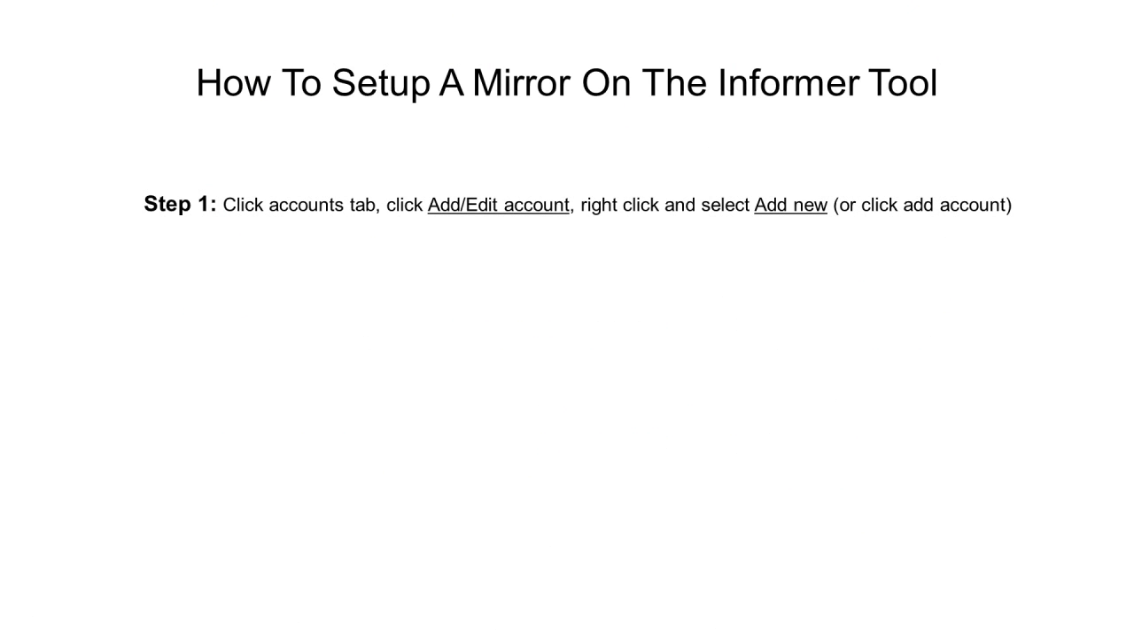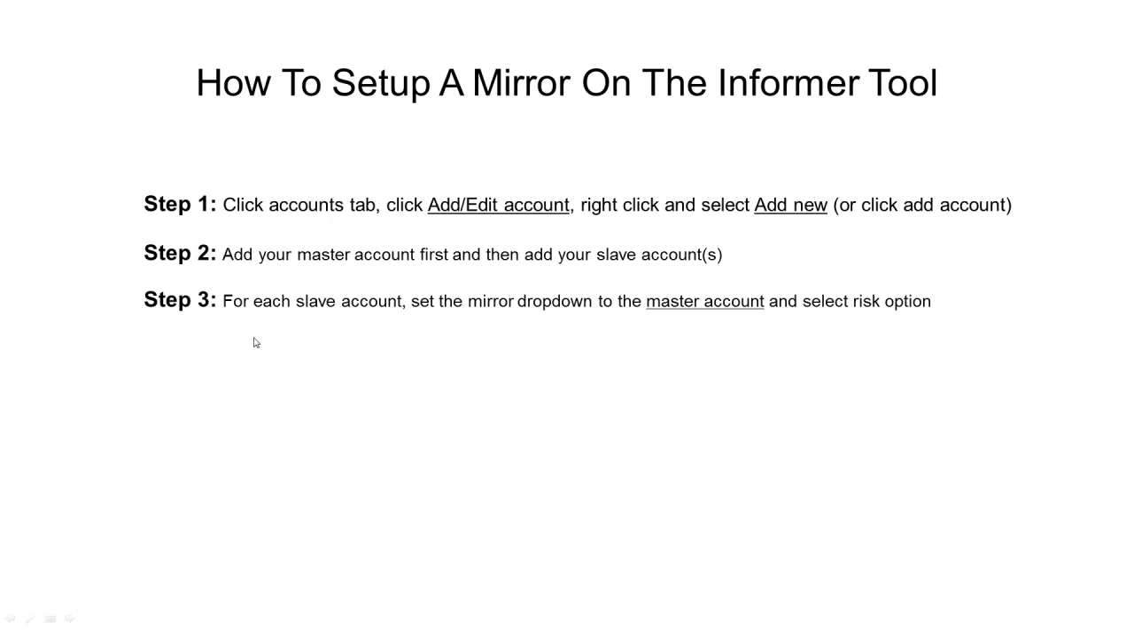Okay, there's only 3 steps. First step is you're going to click the Accounts tab, and you're going to click on Add or Edit Account, right-click, and select Add New. Or there's a link on that window that will say Add Account. Okay, so the first step is just adding your accounts. So first you're going to add your master account. And once you've added that, you'll add your slave accounts. Pretty straightforward. Add your accounts, add the details. I'll walk through this example with you here in a minute.